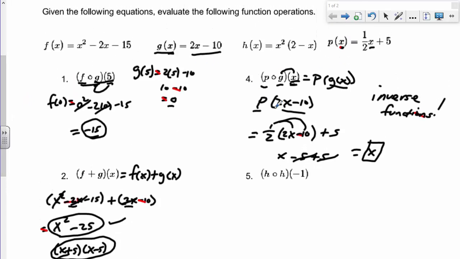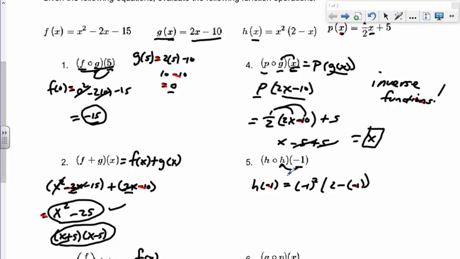Now we have another composite function with h calling on itself again. So right here we have -1 that's going to get plugged into the input for h. So here's h. We're going to make this x a -1. So I'm going to start with h of -1, and that's going to equal (-1) squared times 2 minus -1. What that tells me is that 2 minus -1 is actually the same thing as 2 plus 1, which is 3. (-1) squared is just 1. So we got 1 times 3, so that's equal to 3.